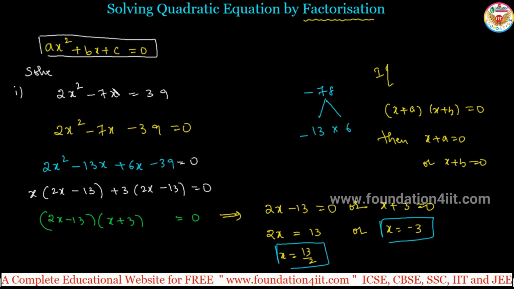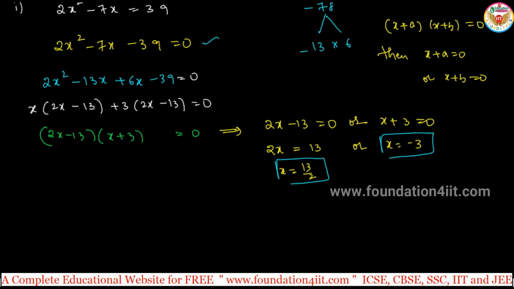If we substitute in this, it will satisfy this. In the place of x, either 13 by 2 or minus 3. Both are the solutions for this. Okay. So the solution set. As per the method, we should make it into general form. Then we have to solve this. Again, see one more sum.